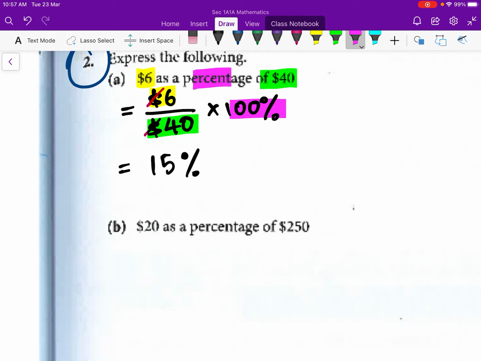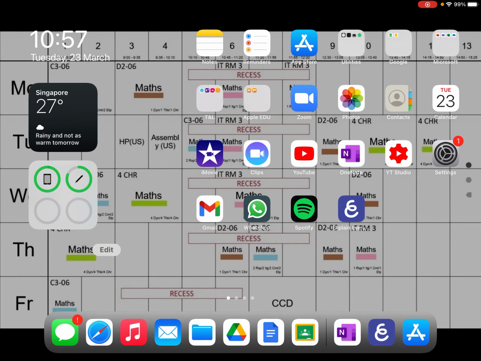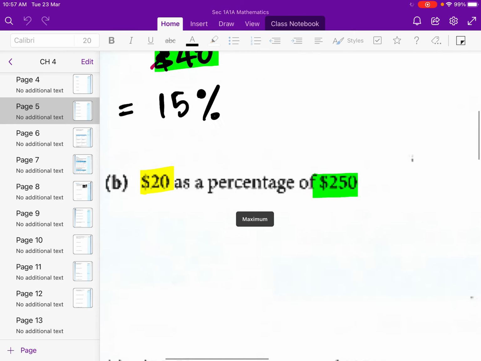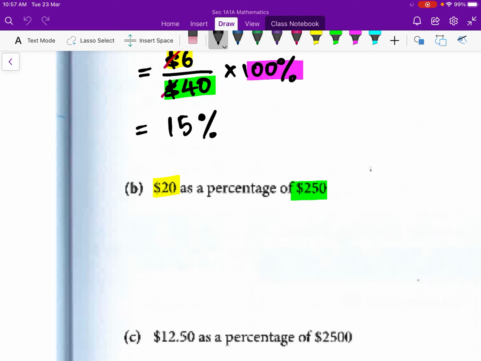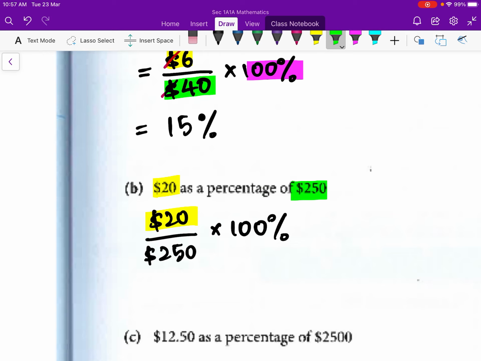Okay, so next one, we have our $20 as a percentage of $250. So $20 will be in the numerator, whereas 250 will be in the denominator. 20 over 250. Then you multiply this by 100%. So 20 on top, 250 at the bottom. Well, the percentage is just 100%.